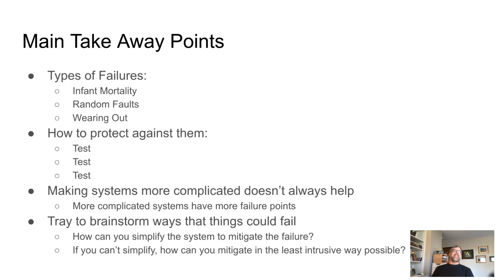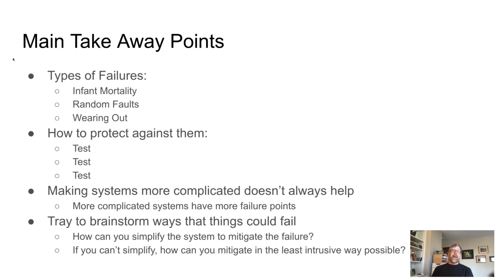All right, so the main takeaway points for this video is that there are really three types of failures. There's infant mortalities, there's random failures, and there's wearing out of components. And so you need to test against all of them. There are different ways of testing against all of them, but testing is the best way to mitigate against all of them. Making systems more complicated doesn't always help.